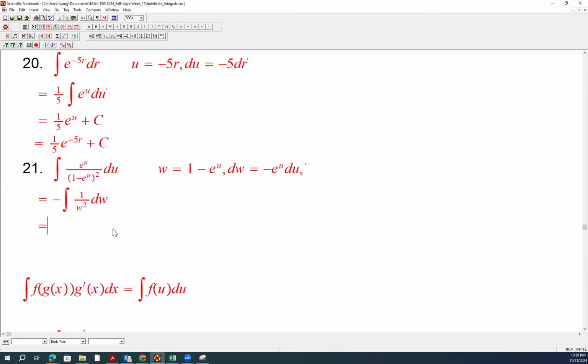So the antiderivative of 1 over w squared has a negative sign in front of it. So the antiderivative is 1 over w plus a constant. And last but not least, we got to replace w. There. Finished. All right.